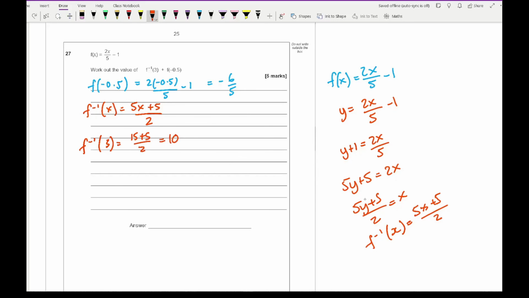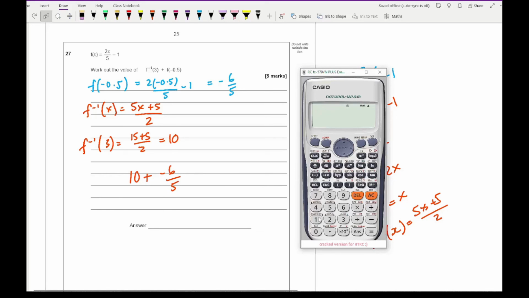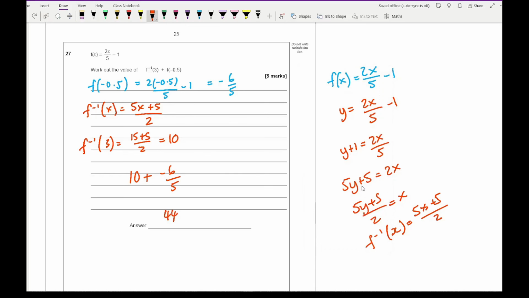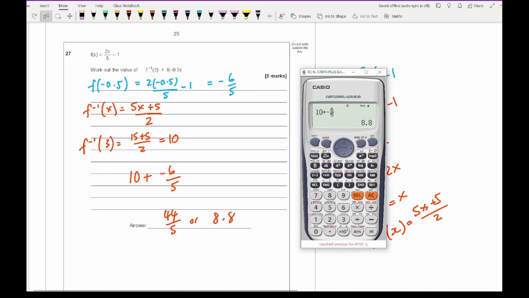So then what I want to do is 10 plus minus 6 over 5, and again, just to make sure, let's type that into our calculator to work it out. So I've got 10 plus minus 6 over 5, which gives me an answer of 44 over 5, or 8.8. Let me just double check to make sure that that was correct. Yes, it is. And there is our completed paper.